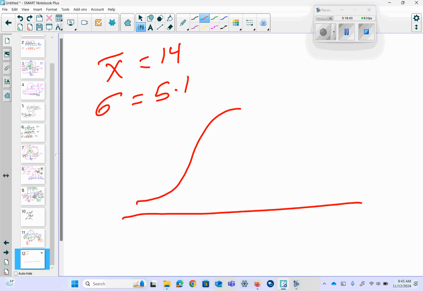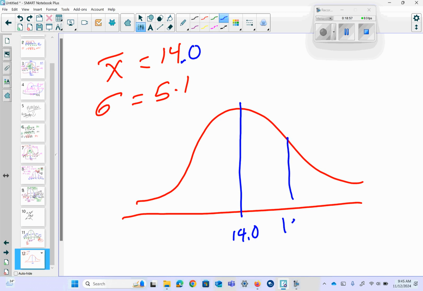If we draw out our 7 positions, our mean is in the middle. Realize I rounded my 13.99 to 14. You can say 14.0, that way we know we rounded. One standard deviation up is 19.1, then 24.2, and one more is 29.3.